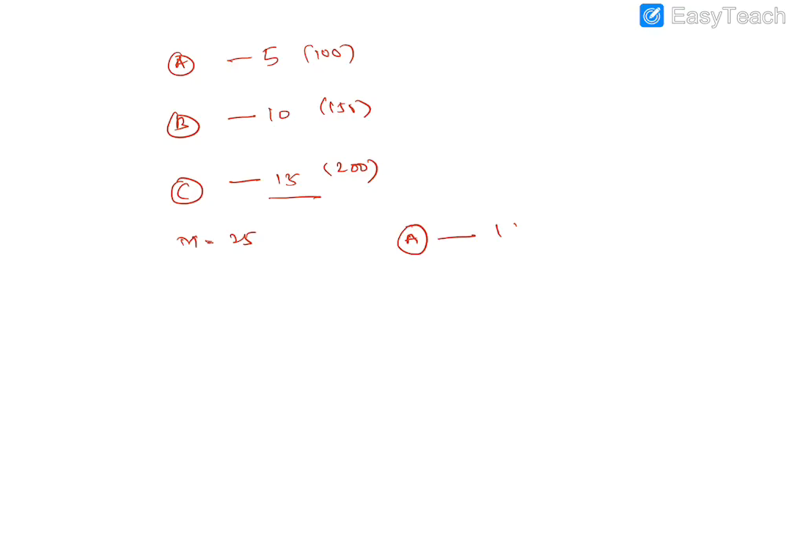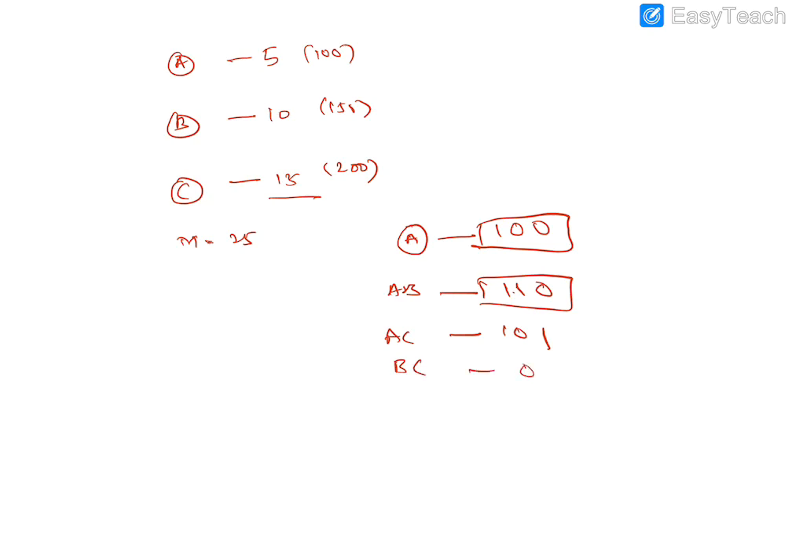So A will be represented as 100. What is the A? 100 represents the presence of A in the first position, while B and C are absent. If you take AB, then in the same way, 110. If you consider AC, again 101. And BC is 011, and ABC is 111.